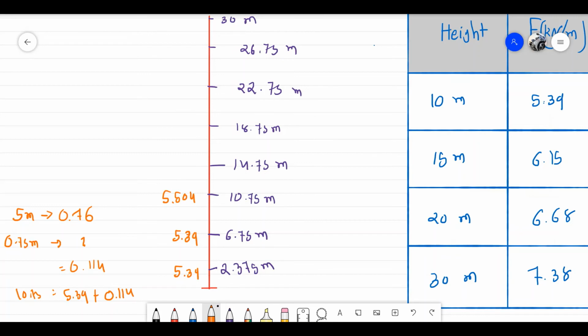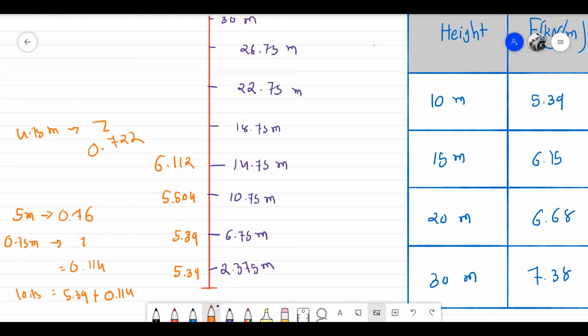For the 5 meter difference, force difference is 0.76, and for the 4.75 meter difference, what is the difference? So 4.75 into 0.76 divided by 5 is 0.722. So 0.722 plus 5.39. So value is 6.112.